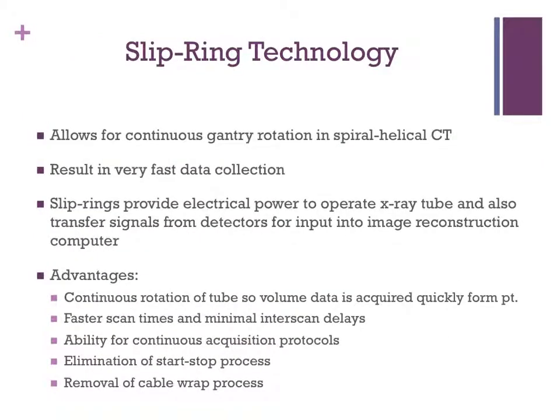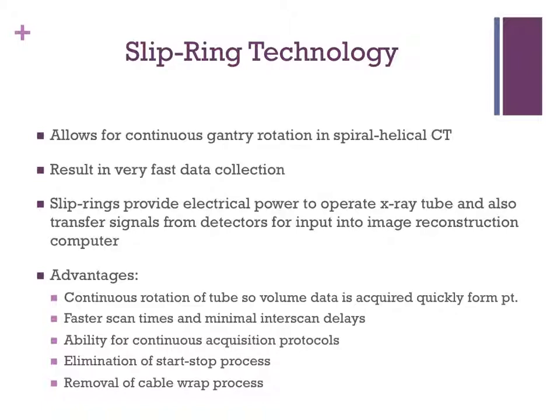Okay, slip ring technology, very important in CT. This type of technology allows for continuous gantry rotation in the spiral or helical CT scanners. We briefly discussed this a few slides back. This type of technology results in very fast data collection. It eliminates the long, high-tension cables to the X-ray tube that are normally used in the conventional start-stop scanners. The slip rings provide electrical power to operate the X-ray tube and also transfer signals from the detectors for input into the image reconstruction computer.